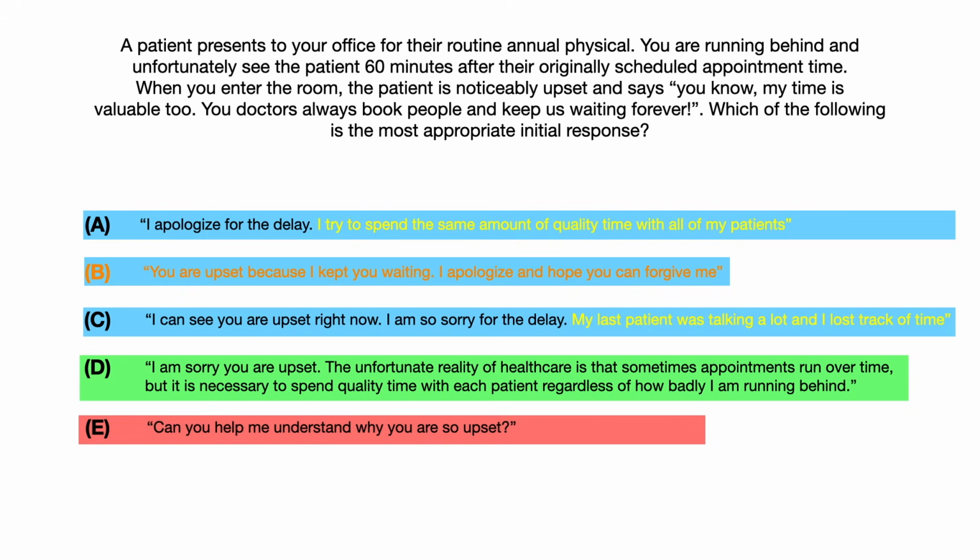So choices A, B, and C are all light blue, which means that you're empathizing, you're using reflective listening, you're telling the patient how they feel. But the reason that choice B is correct and that choice A and C is incorrect is because if you look at A and you look at C, the part that I highlighted in yellow is not something that you want to say. So choice A, you apologize initially, and then you say something like, I try to spend the same amount of quality time with all my patients. And in C, you say, my last patient was talking a lot and I lost track of time.